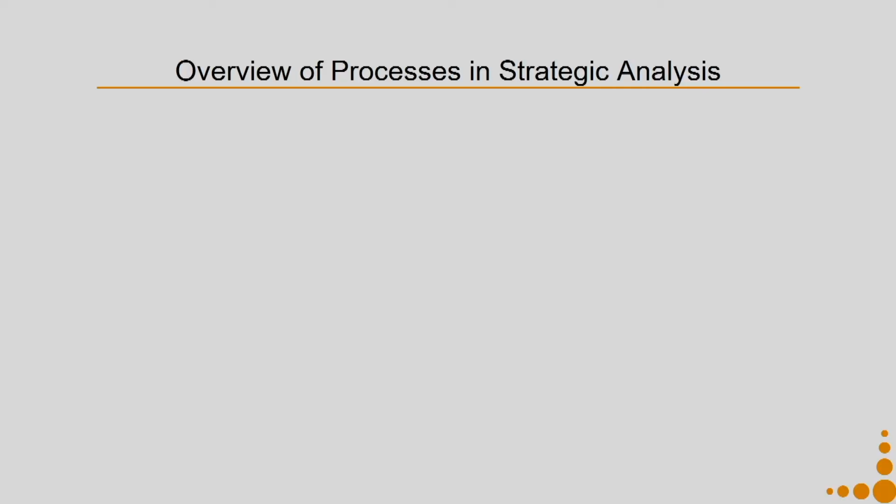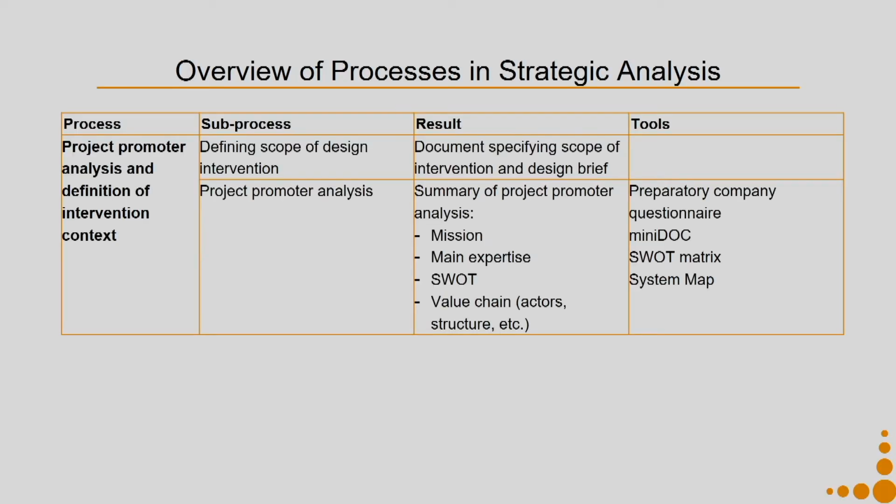So, let us take an overview of the process in strategic analysis. The first process in this strategic analysis is project promoter analysis and definition of intervention context. What we do over here is two things: defining the scope of the design intervention, which is basically a document specifying the scope of intervention and design brief.